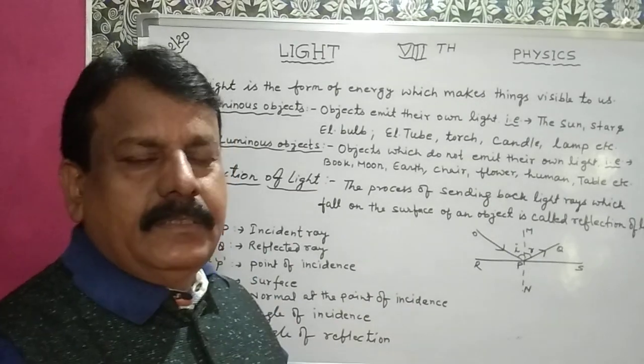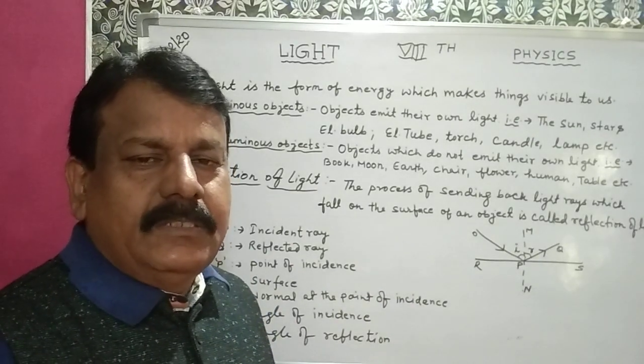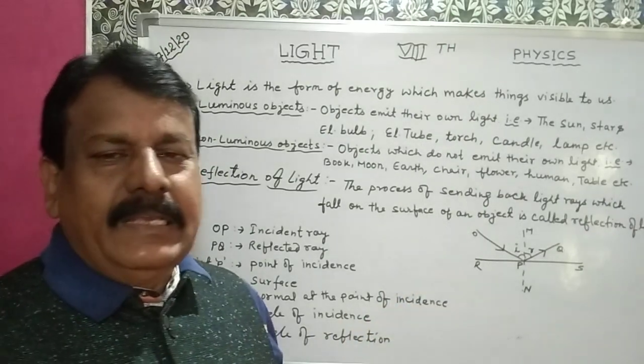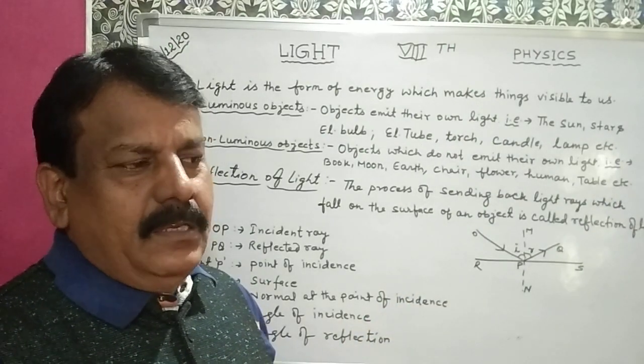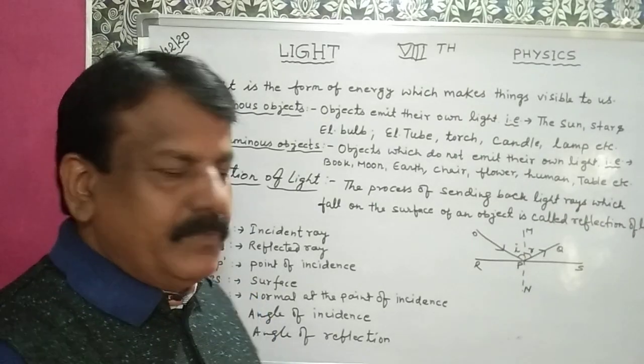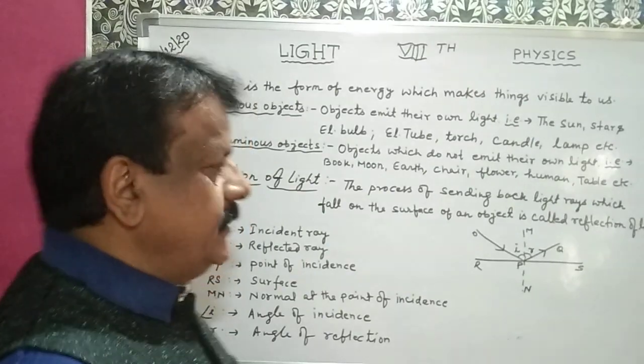What is light? First, light is a form of energy which makes things visible to us. It means with the help of light we can see all the objects. So light is a form of energy.